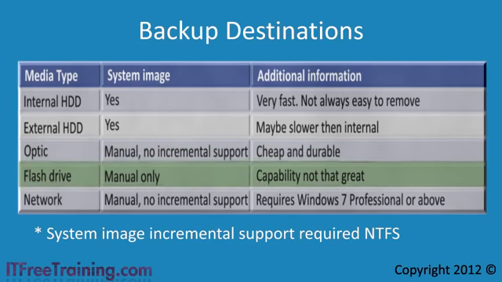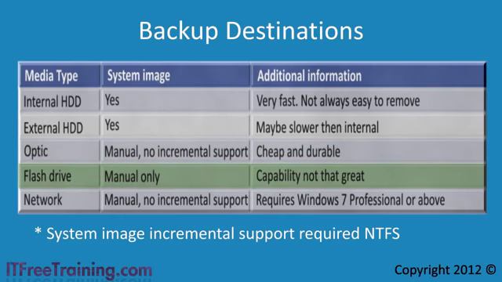The next type of media is USB flash drives. These are small and easy to carry, but the capacity is not that great. Removable media like USB flash drives do not support system image backup using the scheduling feature. With the limited amount of space on the flash drive, it is unlikely that you would want to store a system image backup on the flash drive anyway.